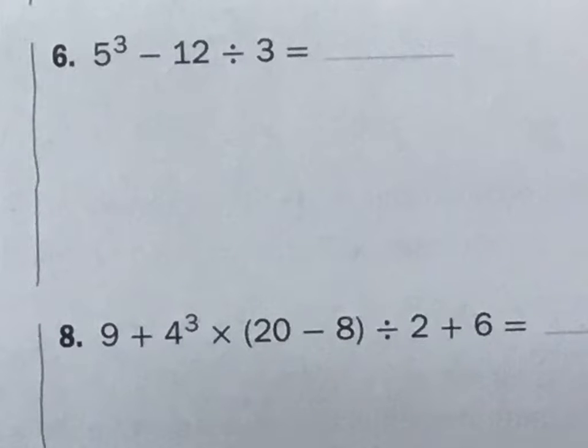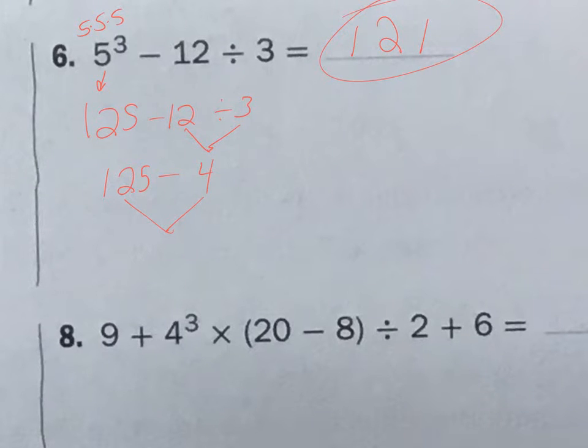Parentheses, none. Exponents. Ooh, I have one. 5 times 5 times 5 is 125. Then I bring everything else down just like it is. Now, I have to go to multiplication, division. I see a division right here. 12 divided by 3 is 4. Bring everything else down. 125, now I'm down to adding and subtracting. 125 minus 4 is 121. Okay.